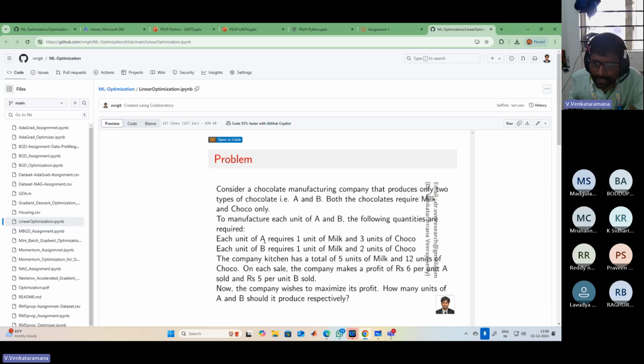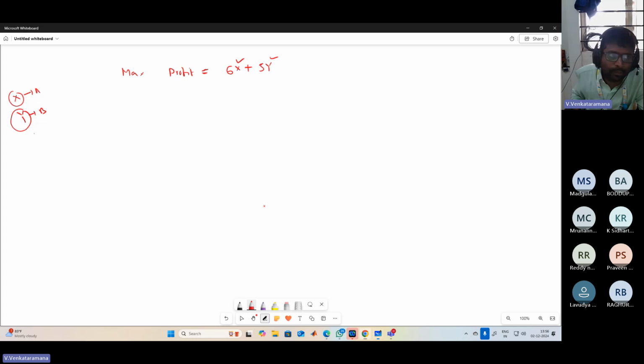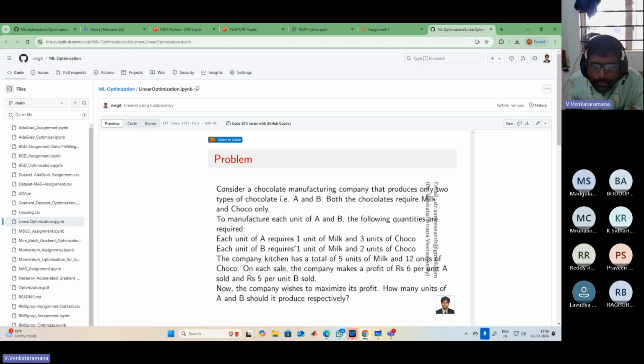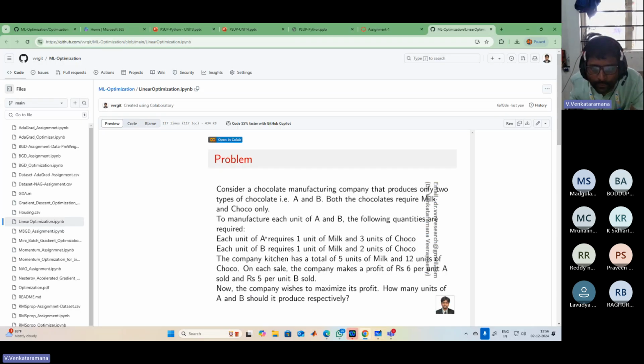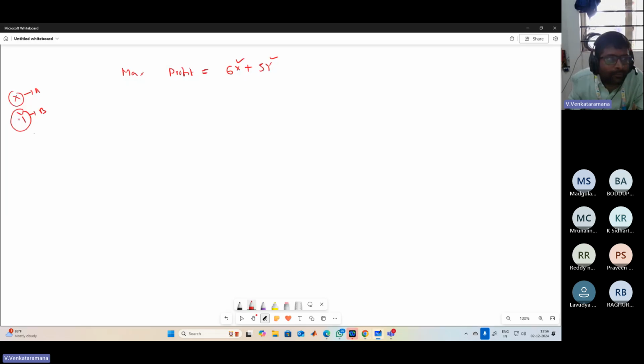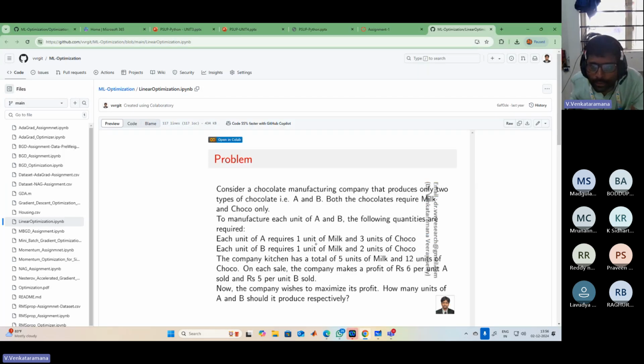Next, now see this part again. For 1 unit of A, how many units of milk is required? 1 unit of milk. For 1 unit of B, how many units of milk is required? 1 unit of milk. Agree for these two statements. Now come to here. For 1 unit of A requires 1 unit of milk. For X units of A, how many units of milk is required?